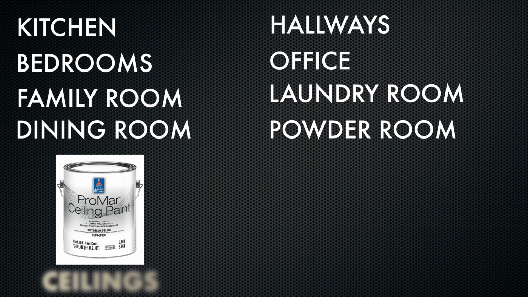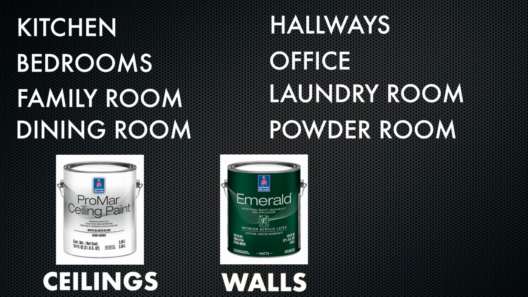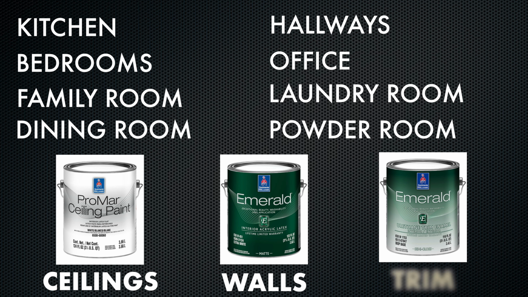For the ceiling, we use Promar ceiling paint, which is a dead flat ceiling paint from Sherwin-Williams. On the walls, we use Emerald Matte. It's a really high quality wall paint, and that sheen looks amazing. And for trim and doors, we use Emerald Urethane Trim Enamel in Semi-Gloss. And that's pretty much what we use on all the trim that we do.